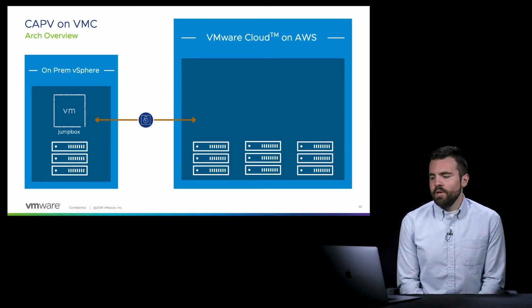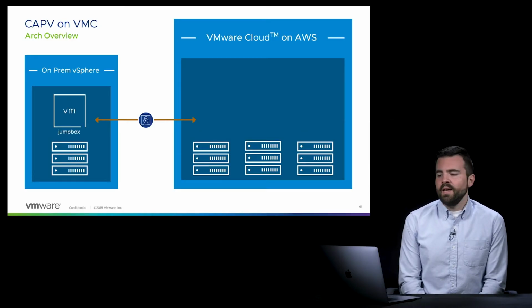Hi, welcome back. In part one of our series, we're going to go through the process of using Cluster API for vSphere to provision the Bootstrap and management cluster in our VMware on AWS environment.